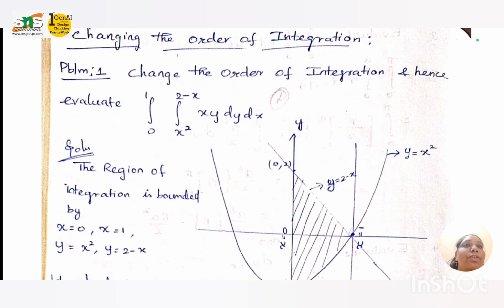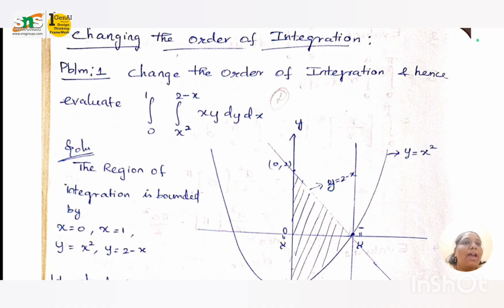So today we are going to see changing the order of integration. So there is a problem. Change the order of integration and hence evaluate the integral from 0 to 1, from x squared to 2 minus x, xy dy dx.